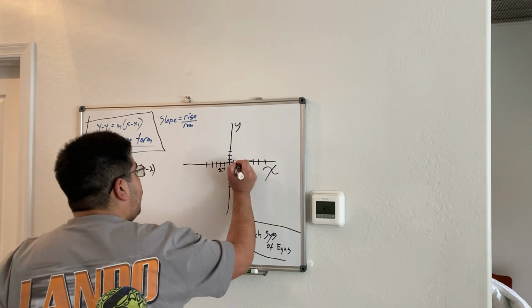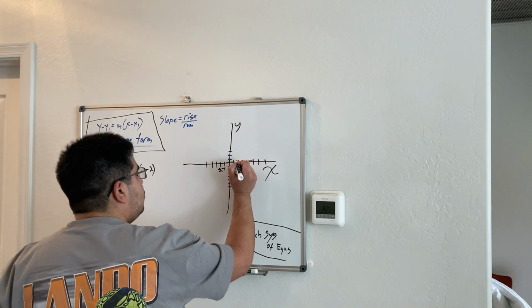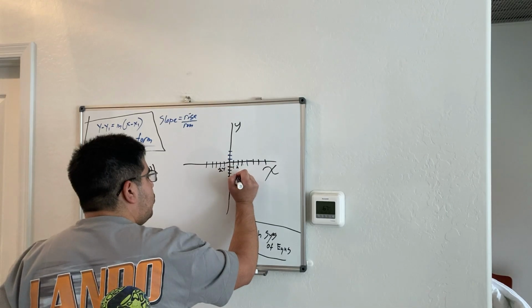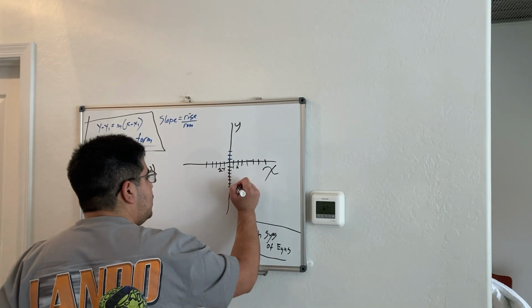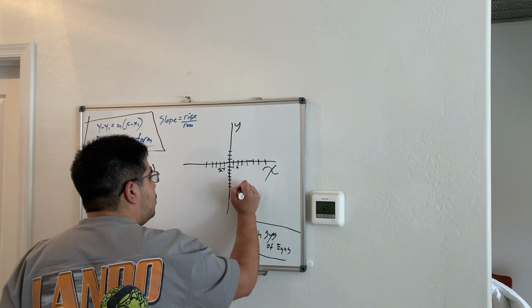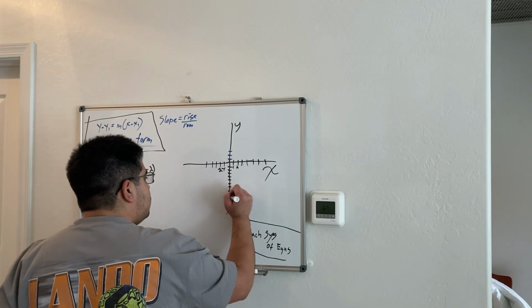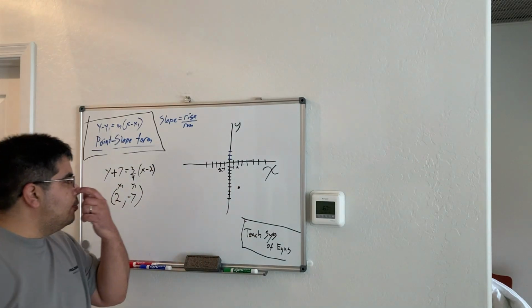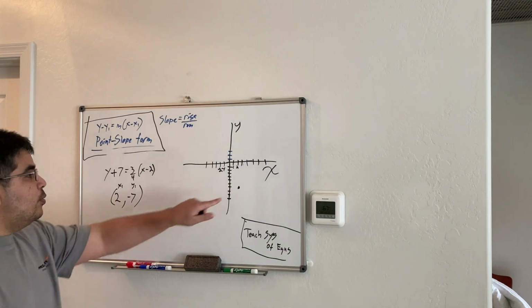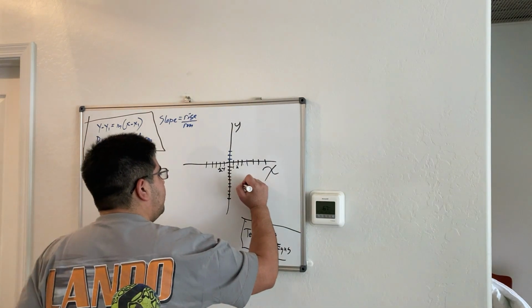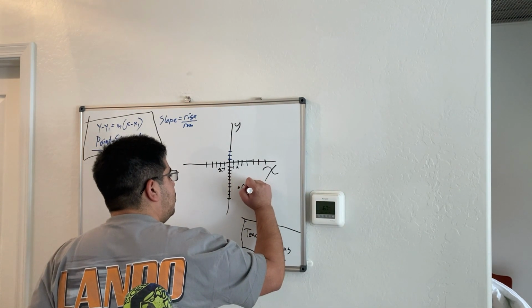So we go to the right 2 and down 7. 1, 2, 3, 4, 5, 6, 7. Right here. I just put some more points there just because. All right, so we got a point right here. 2, -7. I'm going to write it down here. 2, -7.